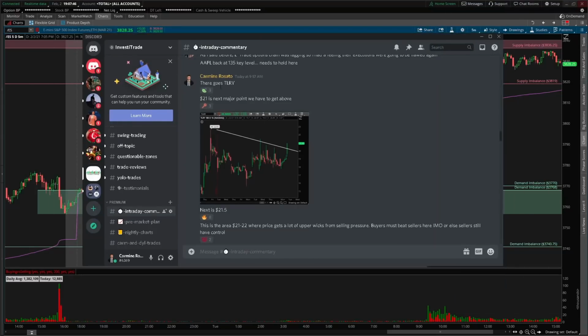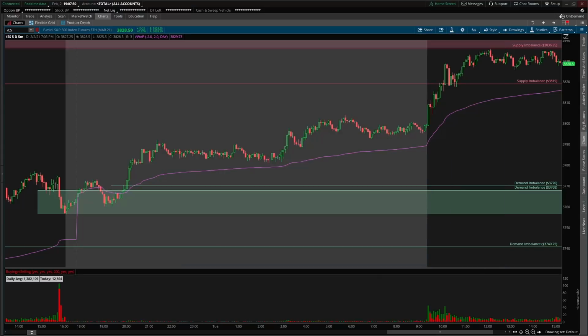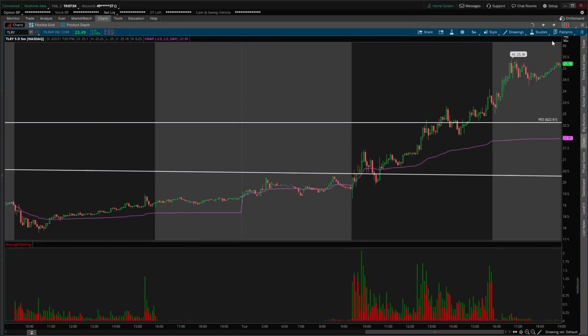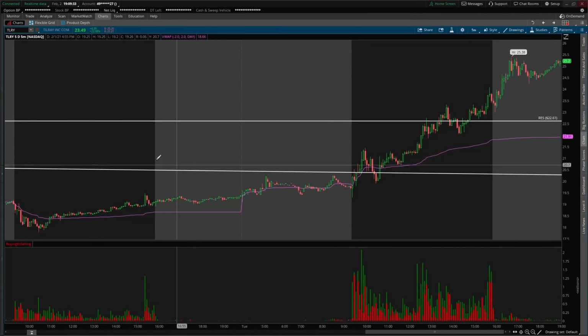But the plan was TLRY. We were watching this setup. I've been watching this develop for the past 2 days. If I pull up my other charts here, to get a little context with Tilray, ticker symbol TLRY.